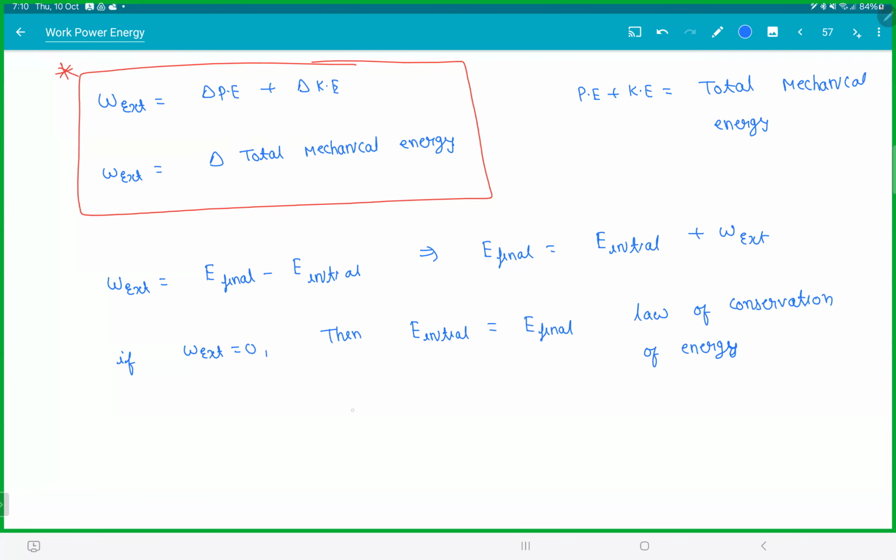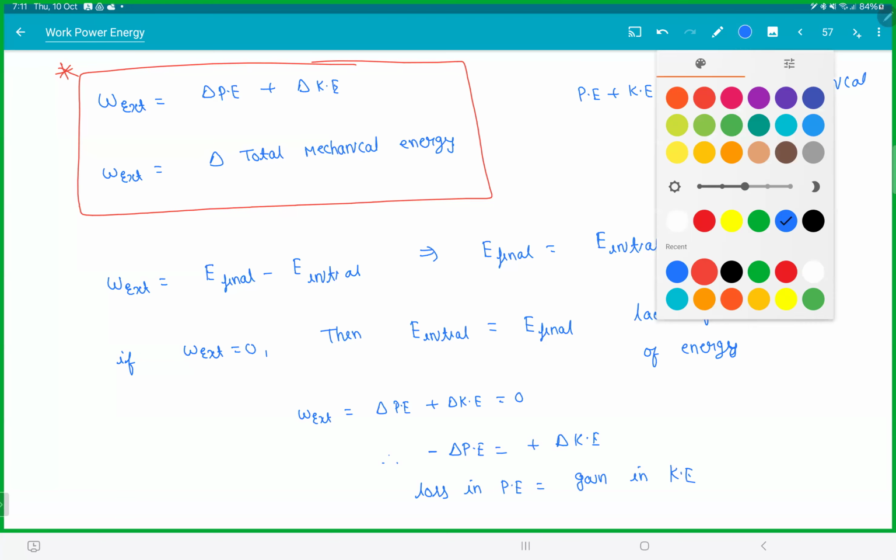This can also be written as change in potential energy plus change in kinetic energy is 0, if work done by external force is 0. So therefore, I can write minus delta PE is plus delta KE. So this means, as you may also have studied in school, loss in potential energy is gain in kinetic energy, or vice versa. Loss in kinetic energy is gain in potential energy. It is the same thing. We're just manipulating, writing left and right. So there are multiple ways you can write this.